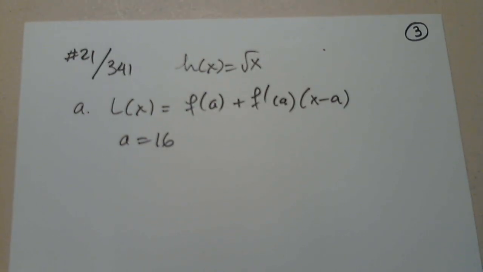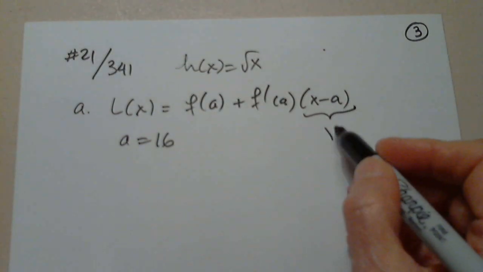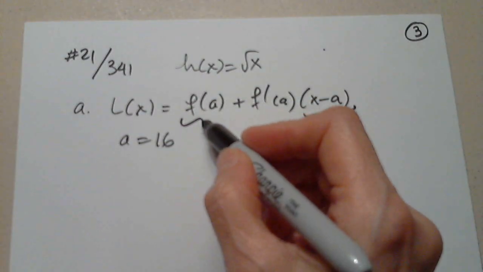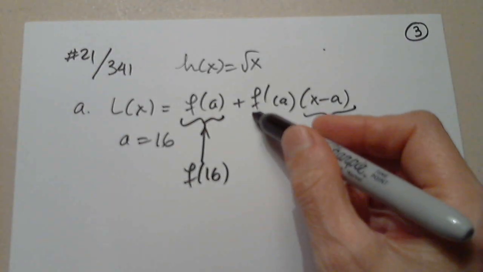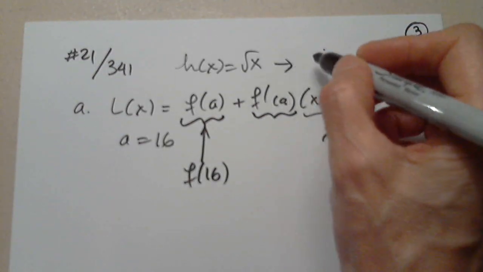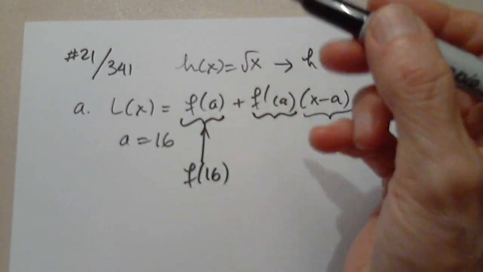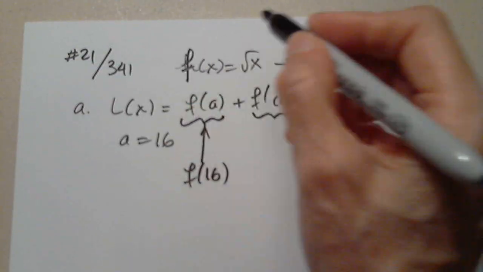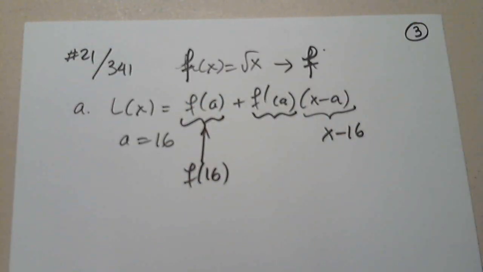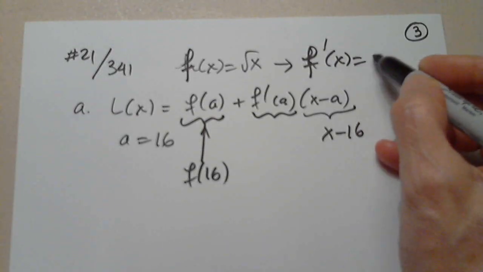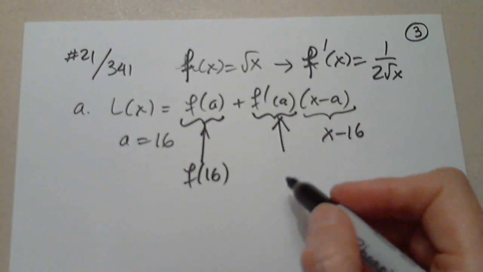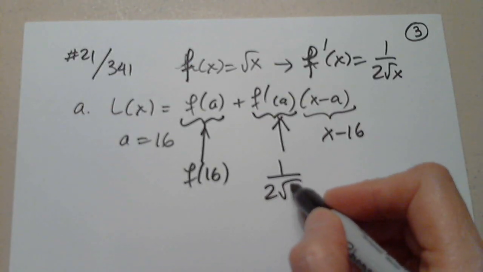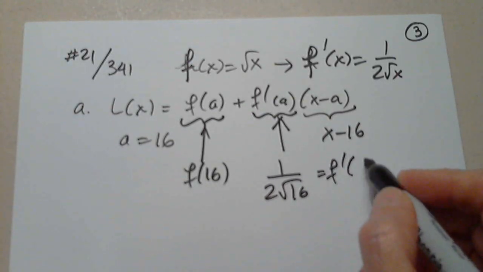Okay, so obviously this piece is x minus 16. Obviously this piece is f of 16. But I have this piece first to find. Oh, I'm sorry. I'm going to change everything into f. Sorry. So f prime of x equals 1 over 2 the square root of x. So this piece will be 1 over 2 the square root of 16 because this is f prime of 16.